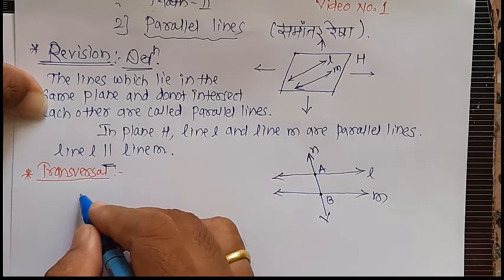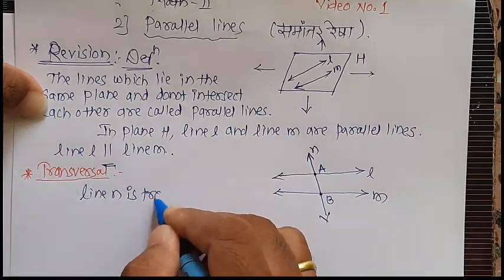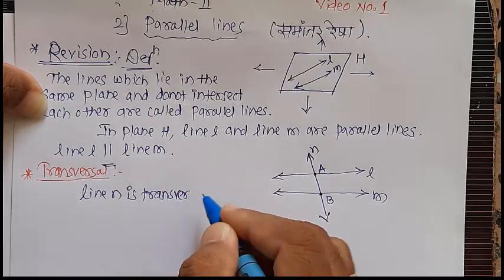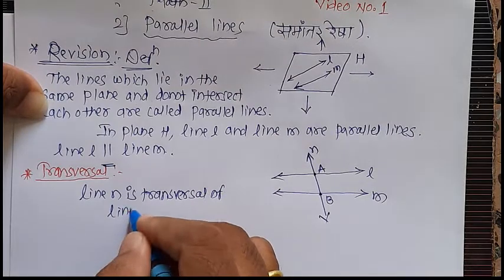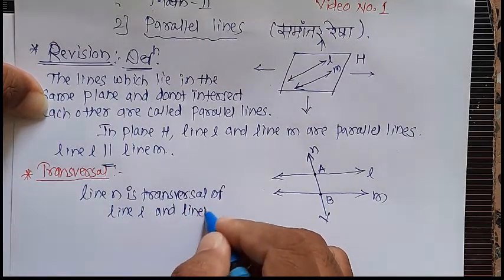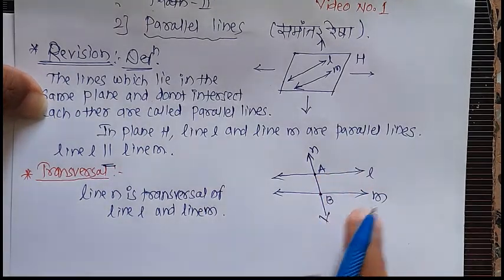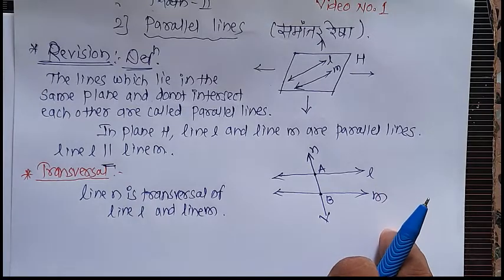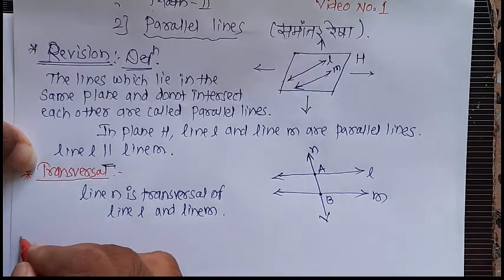Okay, so here we say that line N is a transversal of line L and line M. Why do we say transversal? Because that line intersects the given two lines at two distinct points. So line N is a transversal of line L and line M.